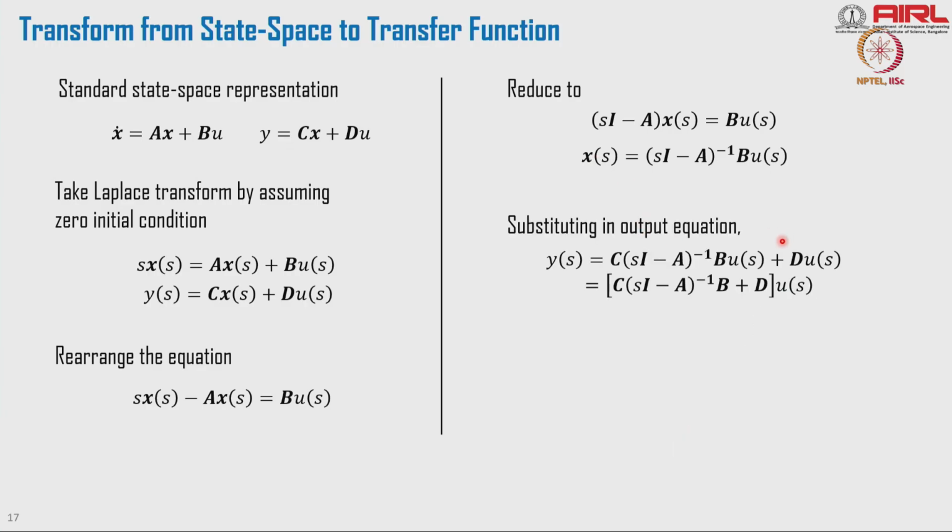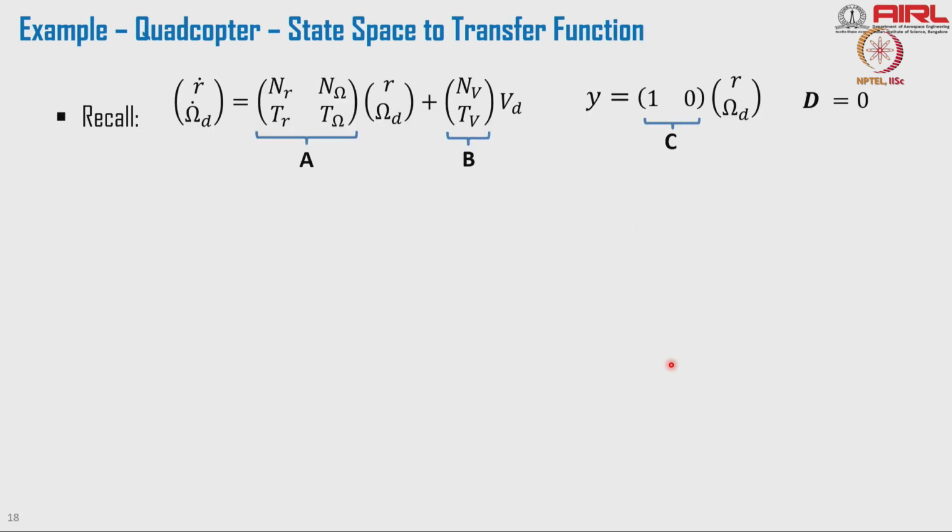Similarly, I can substitute into the output equation, Y(s) is C X(s) plus D U(s). If I substitute X(s) in this Y(s) equation, C into (sI minus A) inverse into B plus D, times U(s). The transfer function is nothing but Y(s) by U(s). So, I can get the transfer function, which is nothing but C (sI minus A) inverse B plus D. So, I can get this transfer function from state space also.